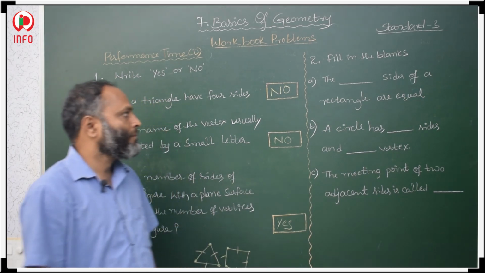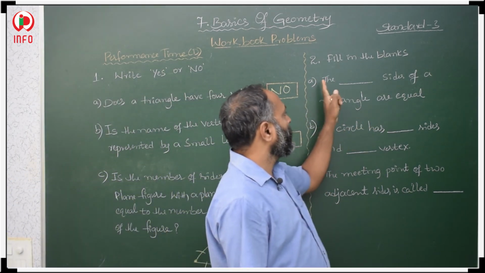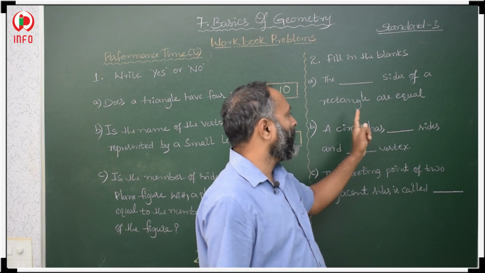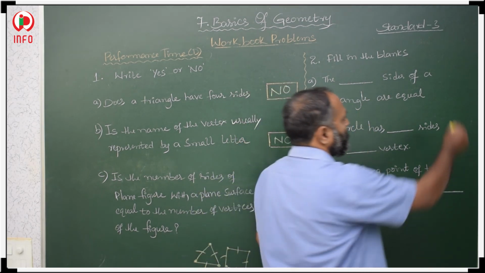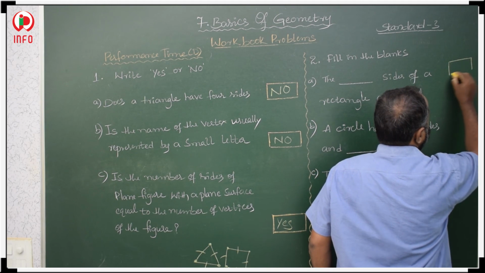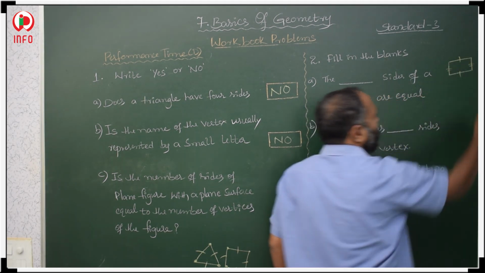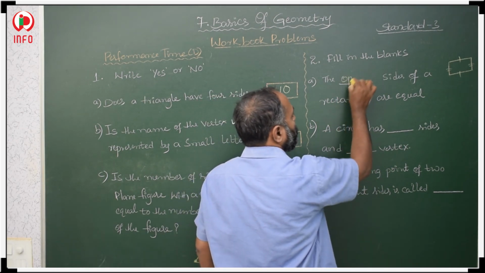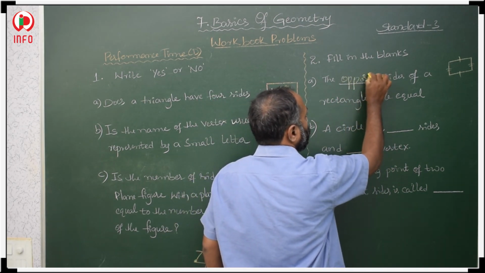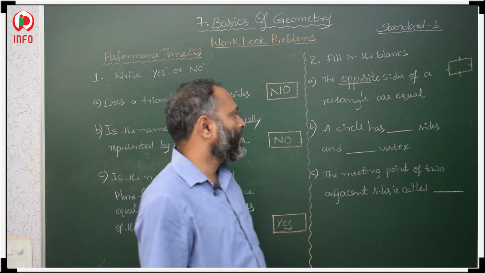Okay. Now fill in the blanks. The dash sides of a rectangle are equal. Suppose this is a rectangle. In this rectangle, which sides are equal? Opposite sides. Opposite sides are equal. Opposite sides of a rectangle are equal.